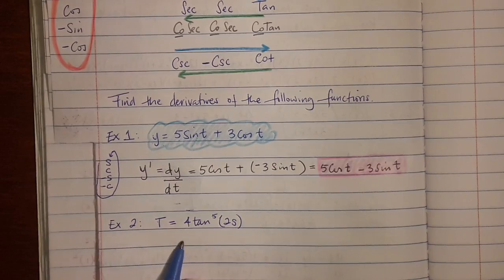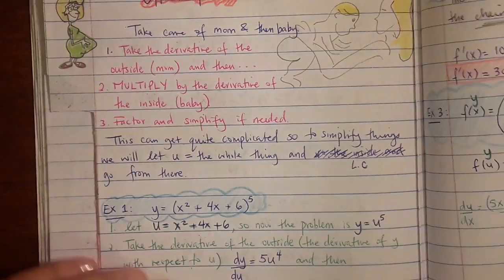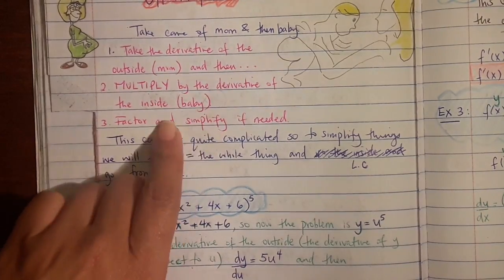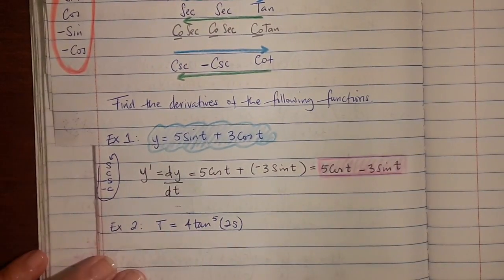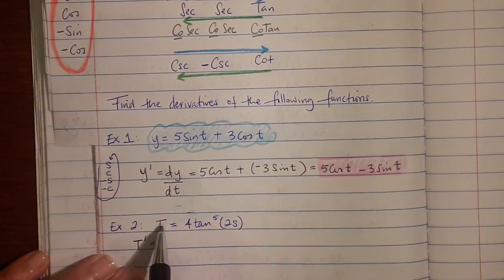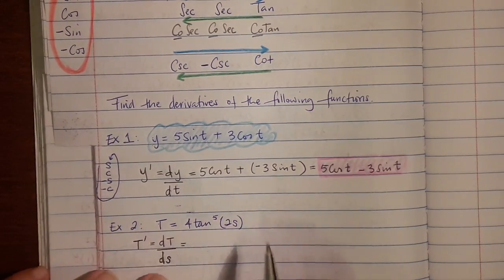Alright, this one is actually taking the chain rule, because you have the mommy, which is the outside, which has a power. Take the derivative of the outside and then multiply by the derivative of the inside. So the outside, that's the power. So again, let's get used to derivative notation. It's t prime, or the derivative of t with respect to what? What's in there? S. So the mommy is the power.